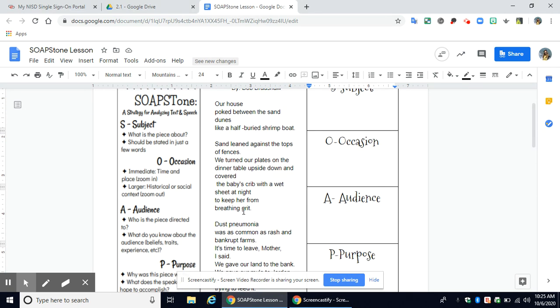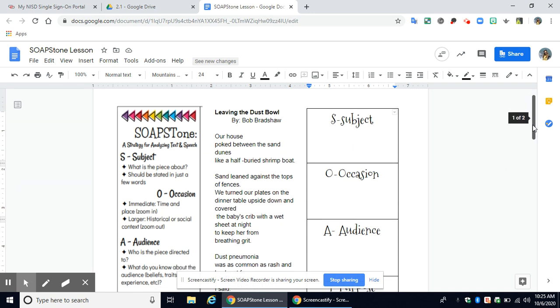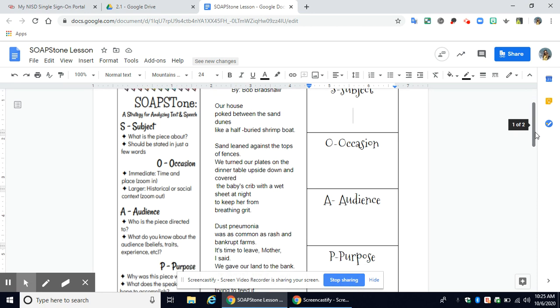So, for example, and I'm looking on the left side here of this paper, this is going to be telling us what each letter is. Okay. So the first S in SOAPSTone stands for subject, and it is just telling us what the piece is about, and it should be stated in just a few words. The O stands for occasion, and this tells us the time, the place, the date that the text is taking place in, and that does show how significant the piece is. It also can be historical or social occasions. So maybe something that happened a long time ago or something that happened with a big group of people.